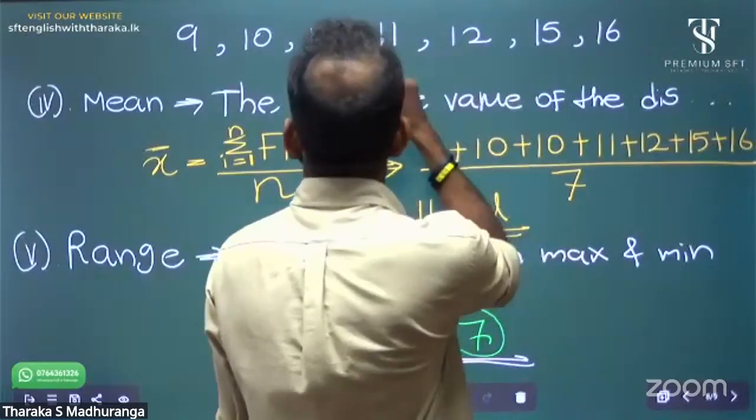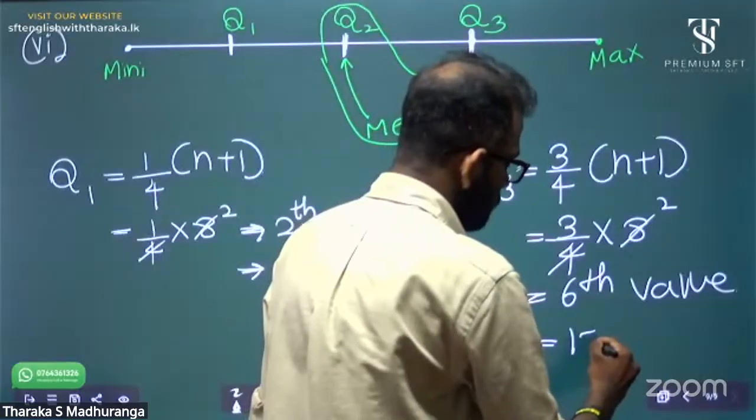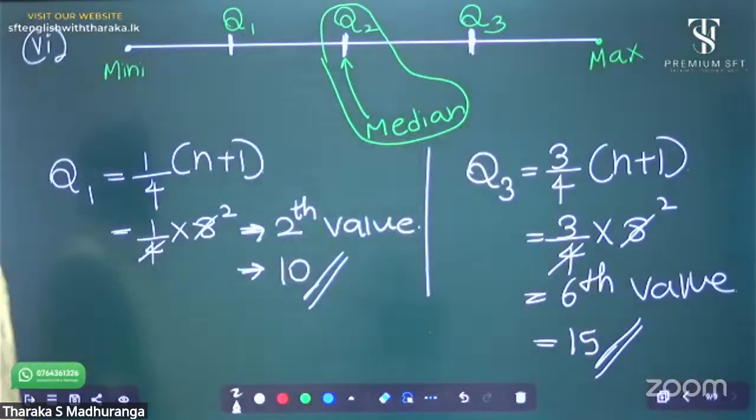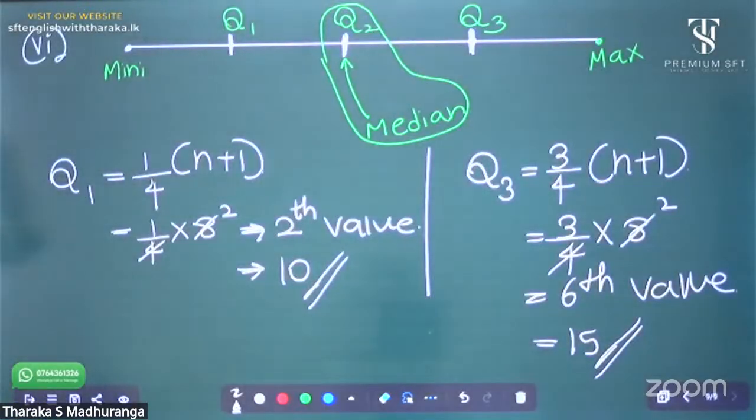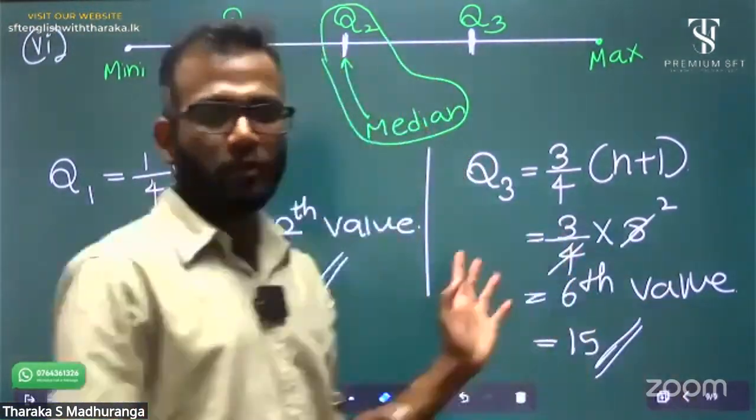1 2 3 4 5 6 15. 15 is the third quartile. Okay, that's all about quartiles.